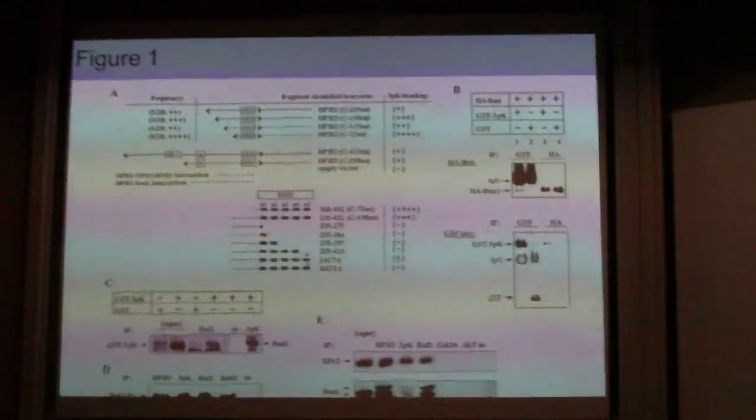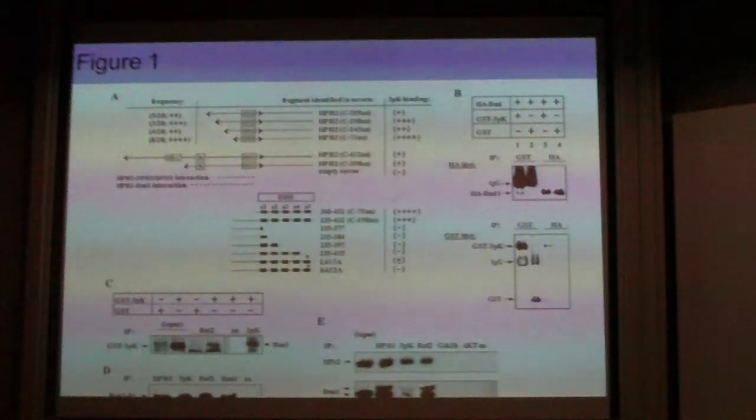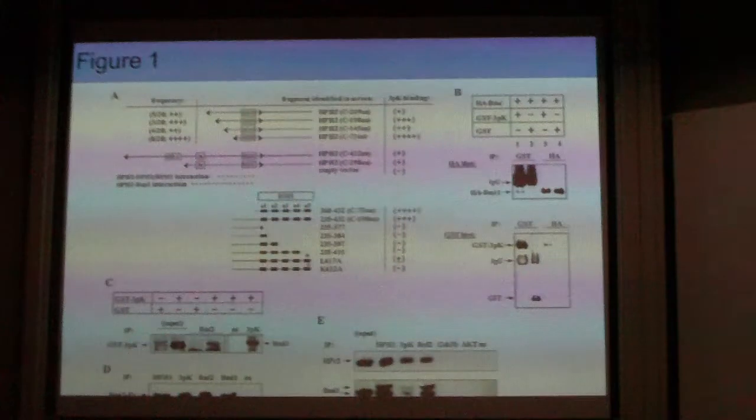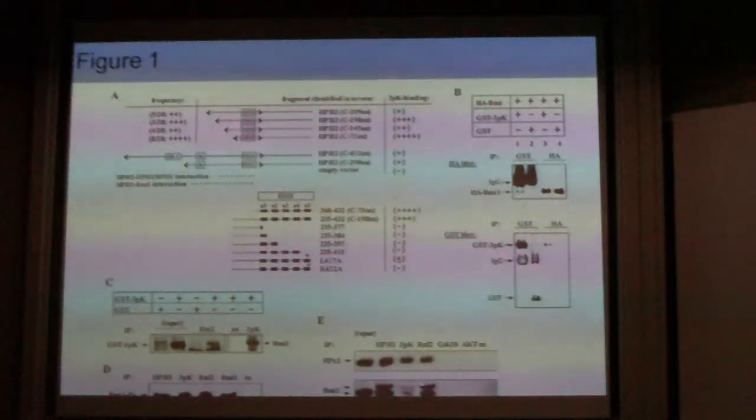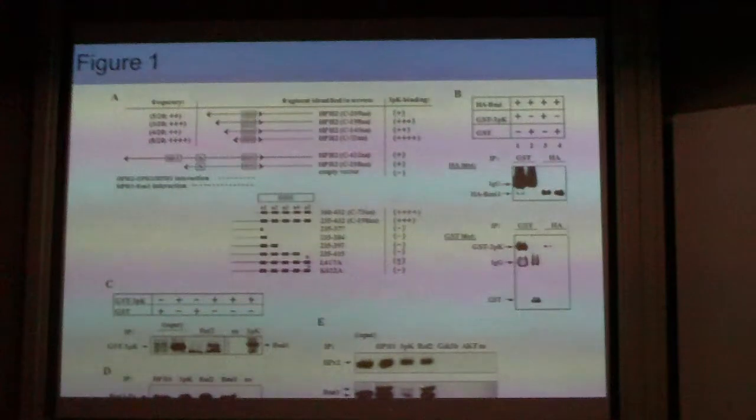Now, this is all very artificial. This is all very artificial. I overexpress proteins, I purify them from bacteria, and I show that they can interact. Found that in yeast, found that in a test tube. Now what would you do? What would you do if you were to prove that this works in real life too? Tell me.